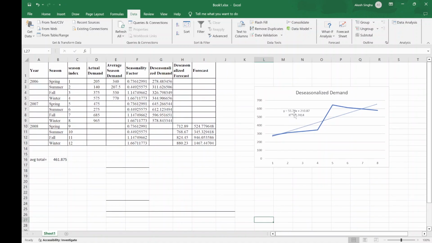Now using this formula, 55.78x + 210.87, we can calculate for x equals 9, x equals 10. Just put the values x = 9, 10, 11, 12 and calculate the deseasonalized forecast. Then after that we have to multiply it with the seasonalizing factors. So 712 into 0.73, because we divided at the beginning to deseasonalize. Now for the seasonalizing factor we have to again multiply it. So after multiplication, these are the values. So these are the actual forecasted values.